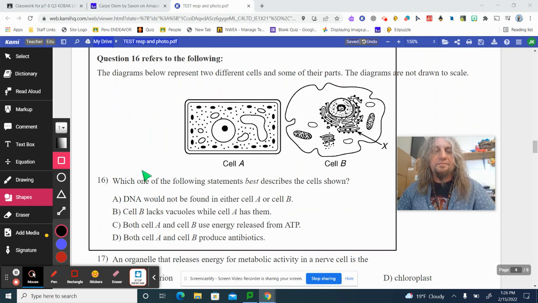All right. Which of the following statements best describes the cells shown? A, DNA would not be found in either A or B. B, cell B lacks vacuoles while A has them. C, both A and B use energy released from ATP. D, both A and B produce antibiotics.